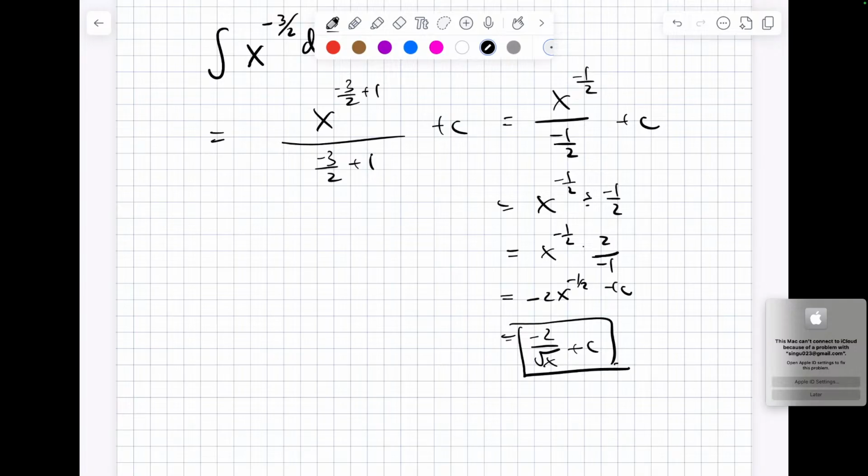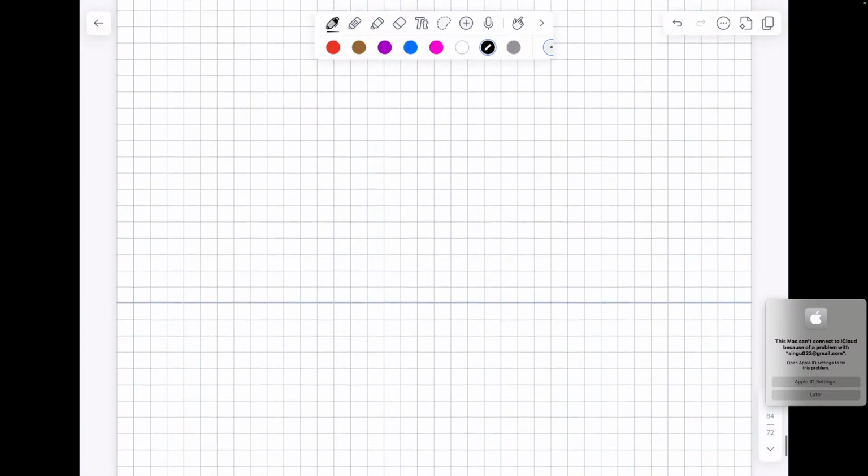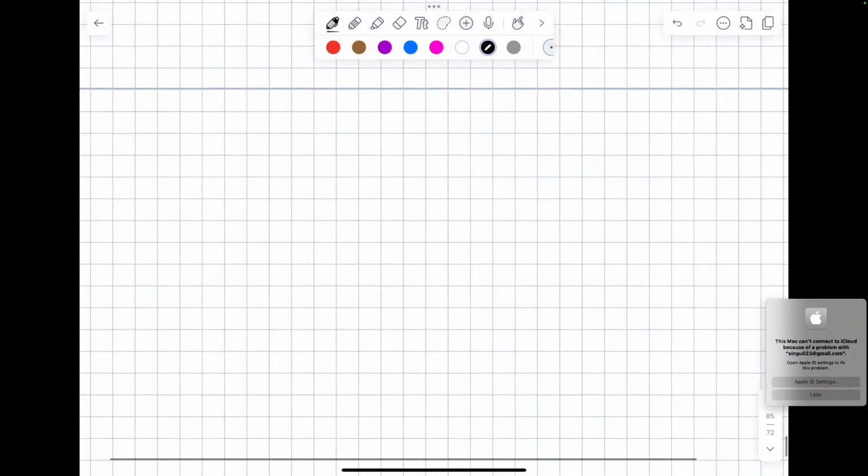Again, people need to be experts at exponent rules in order to do well in calculus. Most of the struggle people have is with the basic algebra. Okay, let's try it.